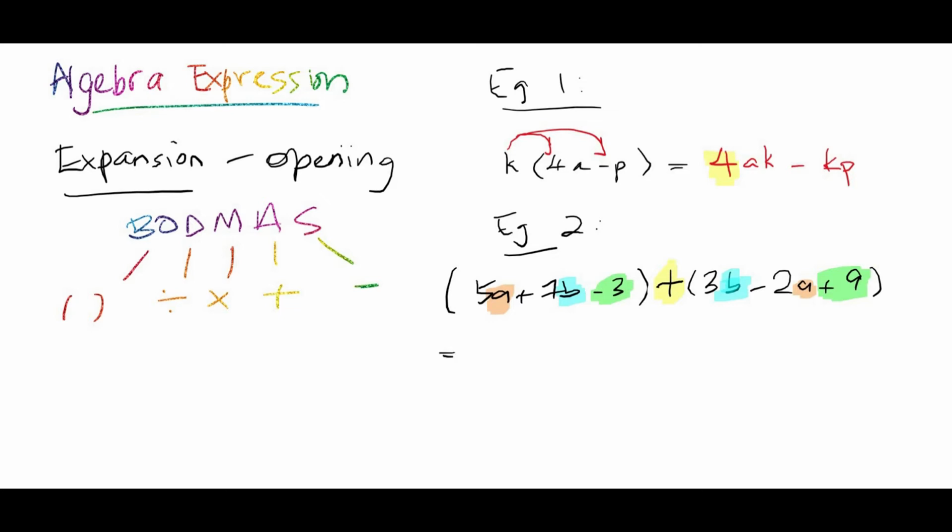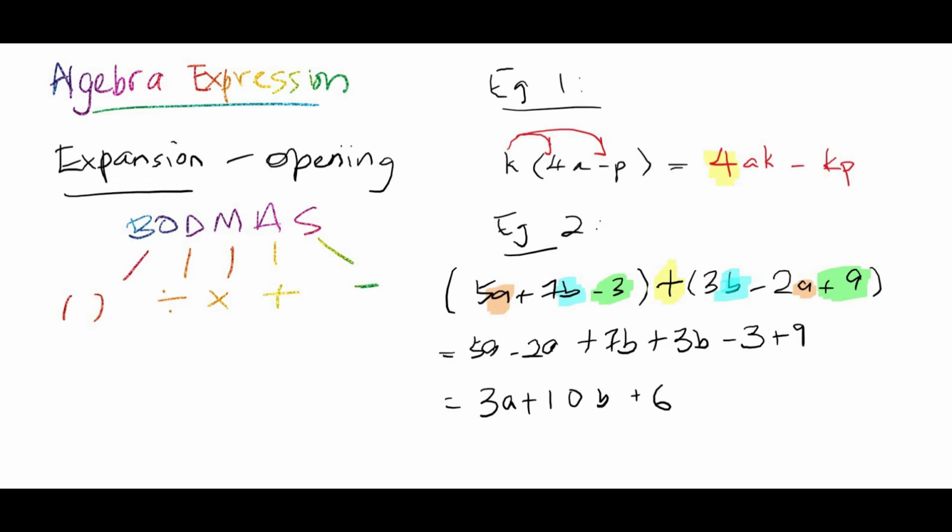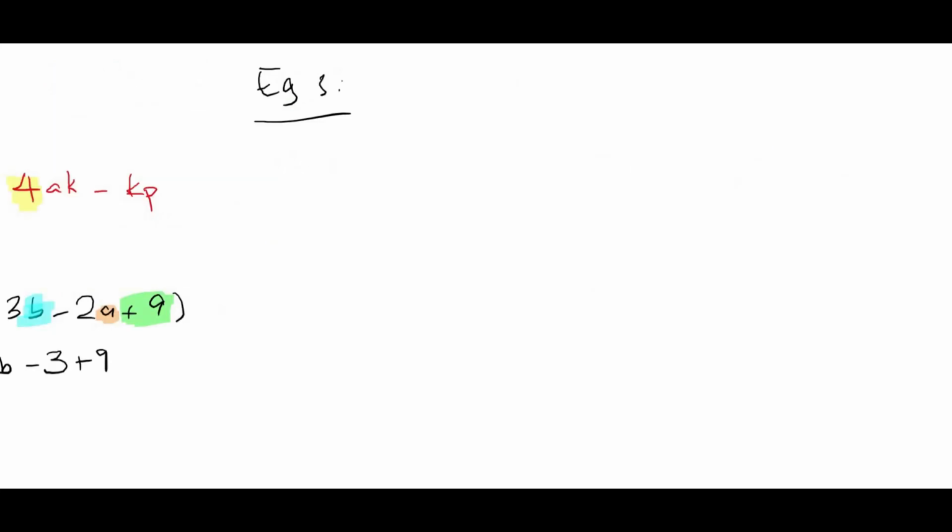That is very important: you can only group similar terms. So we can do the orange one, which is 5a minus 2a, then the blue one, which is 7b plus 3b, and the green one, which is negative 3 plus 9. Simplifying all the terms will give you 3a plus 10b plus 6, and that's all because there are no other similar terms. Okay, moving on to example 3.